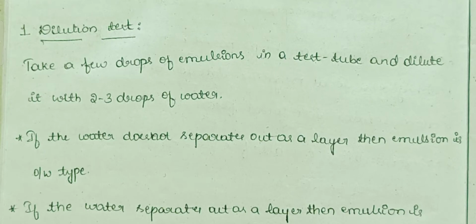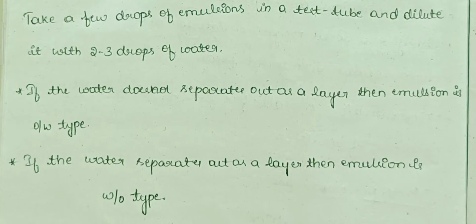Take a few drops of the emulsion in a test tube and dilute it with 2-3 drops of water. If the water does not separate out as a thin layer, then the emulsion is oil in water type. If the water separates out as a thin layer, then the emulsion is water in oil type. Just take the emulsion and dilute it with 2 to 3 drops of water.